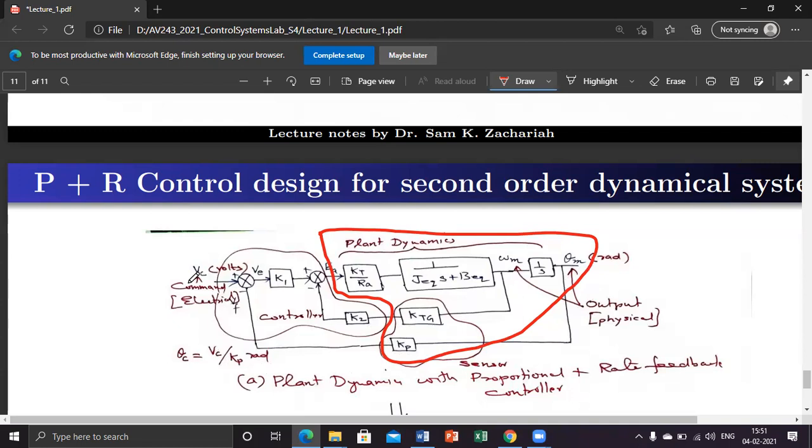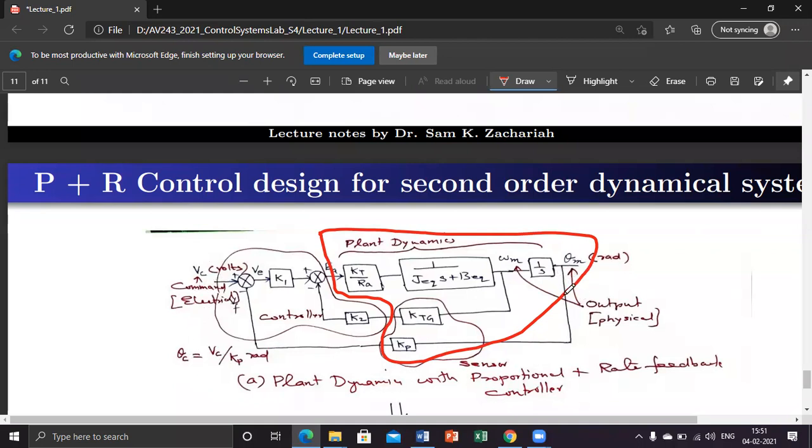Otherwise, there will be some misinterpretation with respect to scale. That is why we use theta c is equal to Vc by Kp, or theta c into Kp is equal to Vc. So if you give a Vc obtained by theta c into Kp, where theta c is the desired value of deflection of motor shaft, that will do the job.